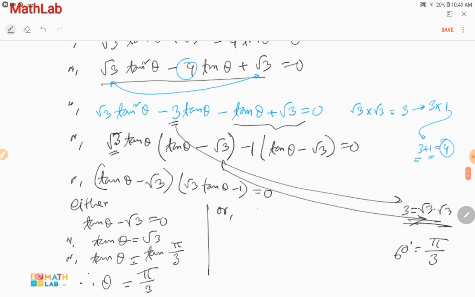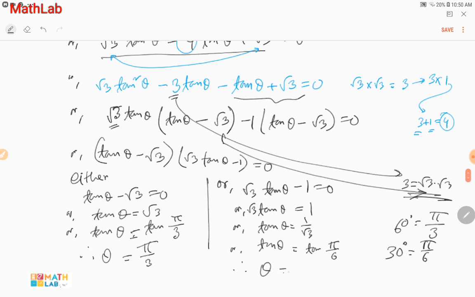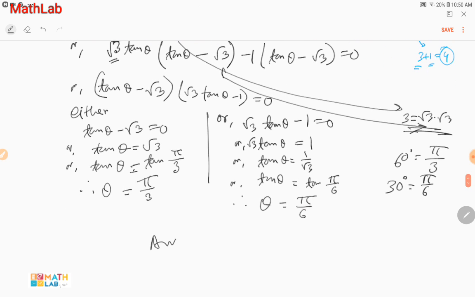And here will be another solution: root 3 tan theta minus 1 equals 0, or root 3 tan theta equals 1, or tan theta equals 1 by root 3. And we know that tan 30 degree equals 1 by root 3, so in radian we know that 30 degree equals pi by 6. Okay, so we get another value for theta, that is pi by 6. So our answer will be pi by 6 and pi by 3.